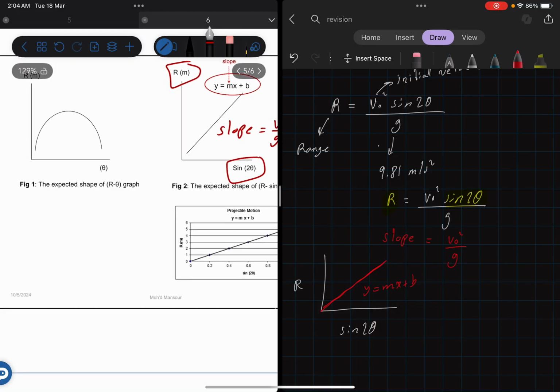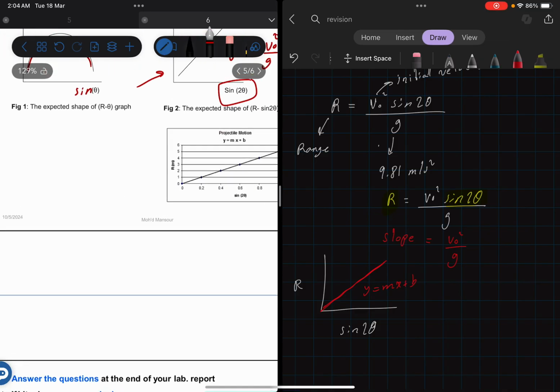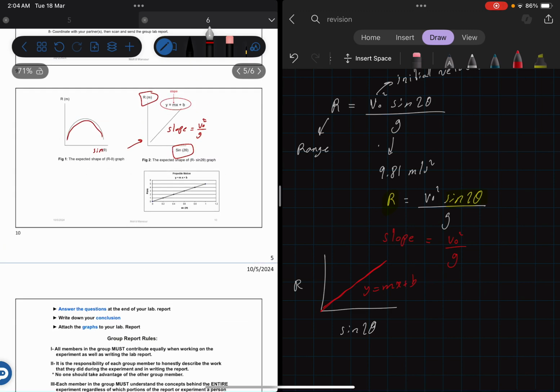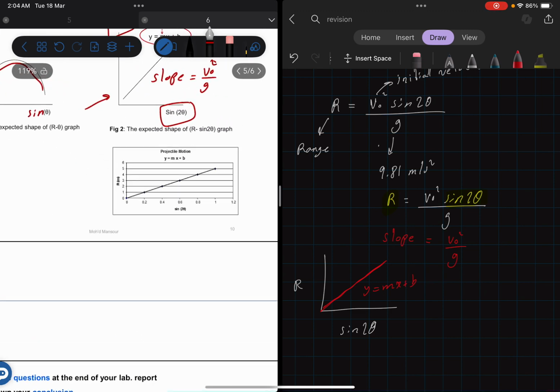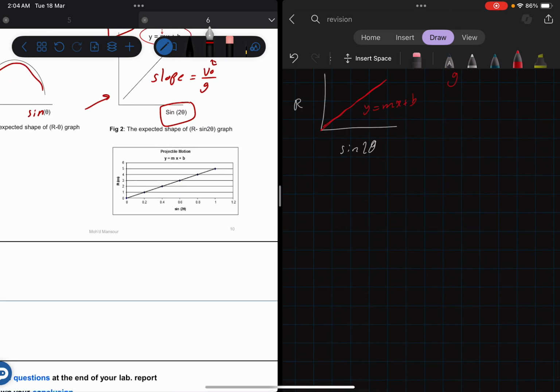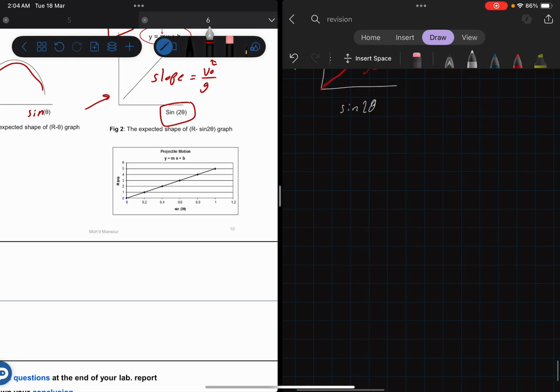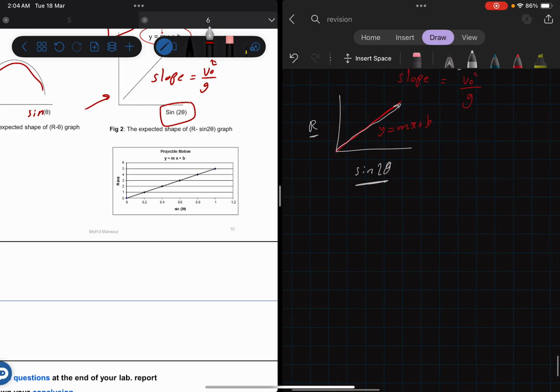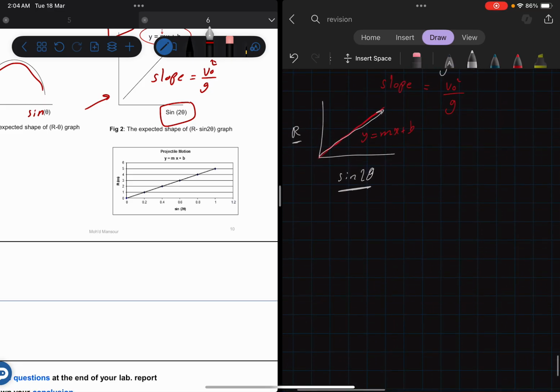And if he gives us sine theta, it will be like this, but it is not important, just focus on this graph. For instance, if we take this graph, R against sine 2 theta, it will be like this, right? And the slope will be v naught squared over g.